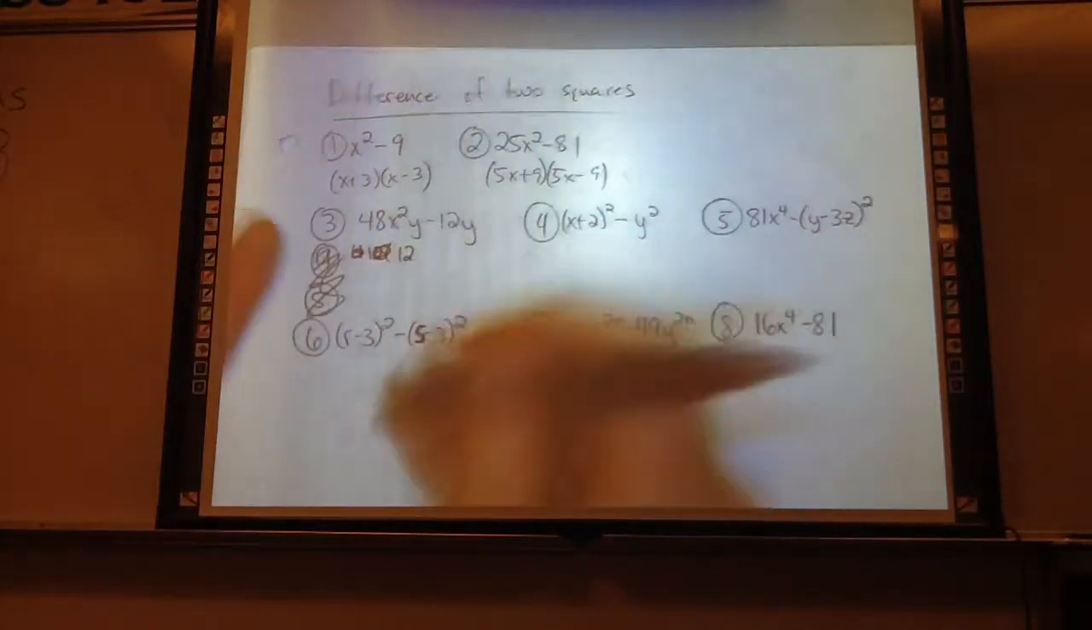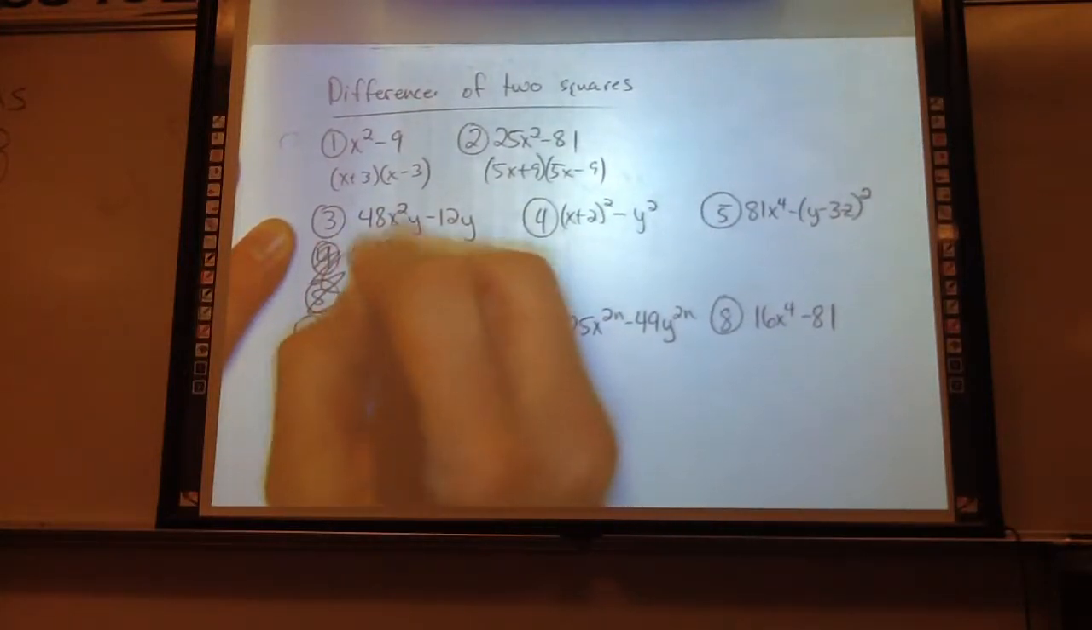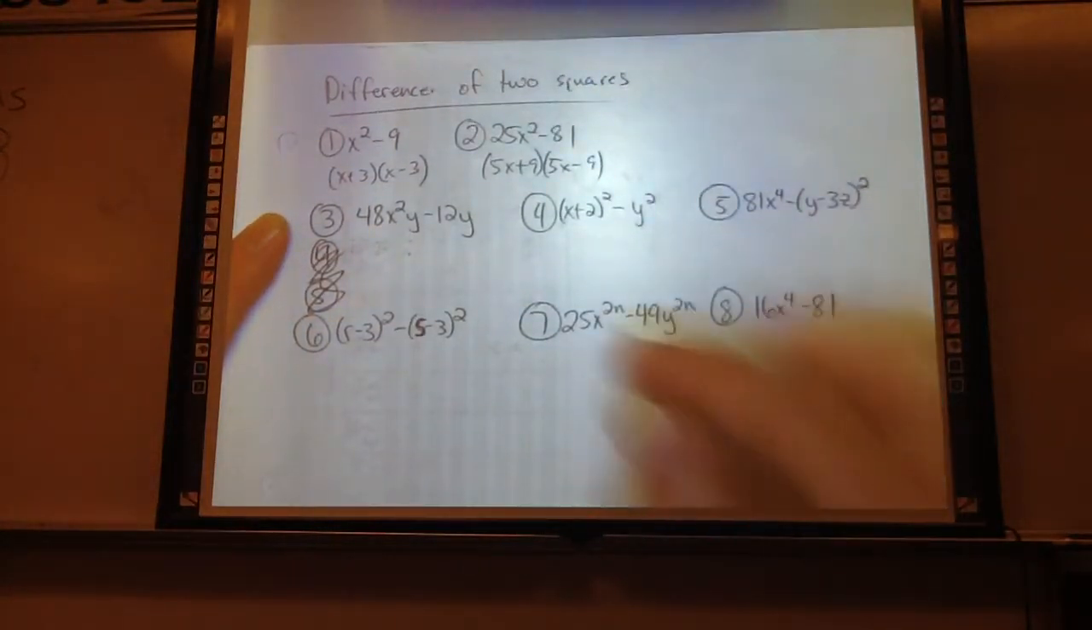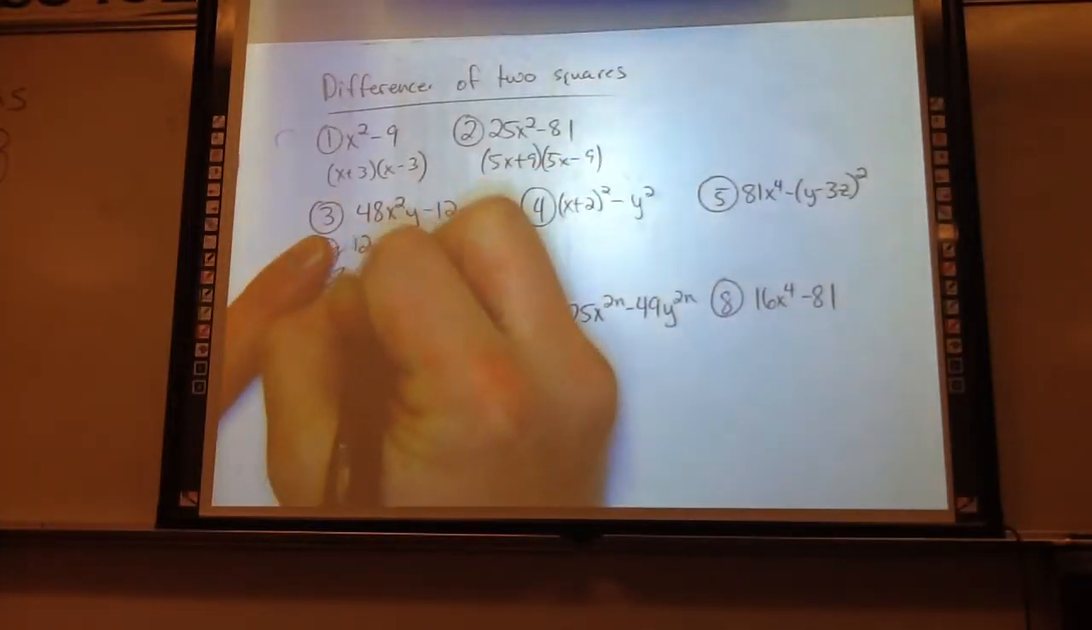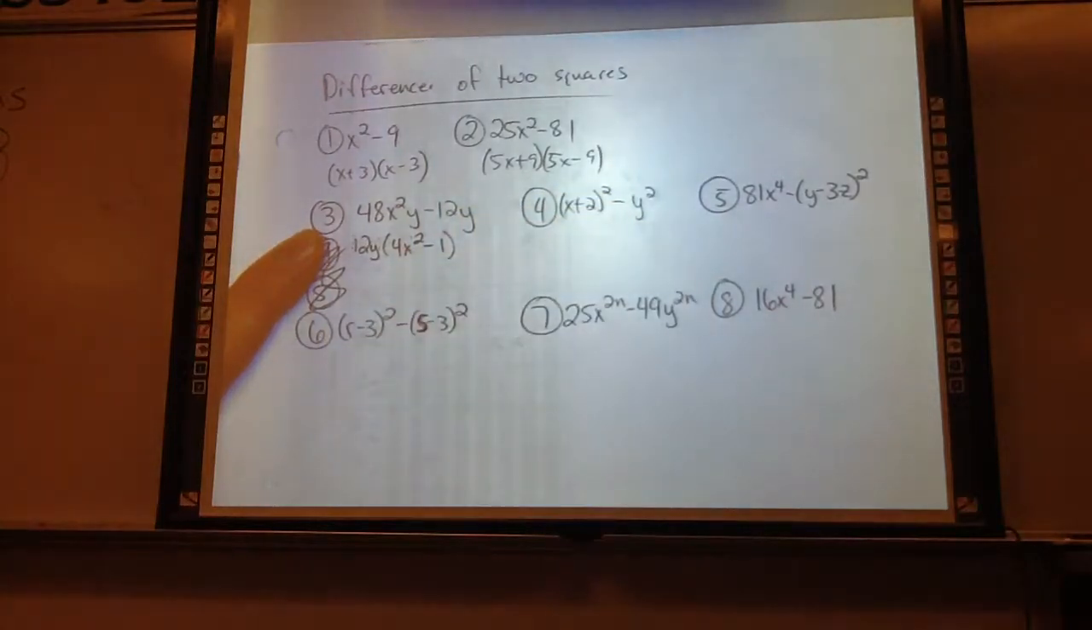Oh, watch this. You know this? Whoa! What is this sorcery? Is that a pen that erases? Where did you get that? I have one of those, but it never worked for me. 12y. So 4x squared minus 1. I was right. I thought I was wrong.